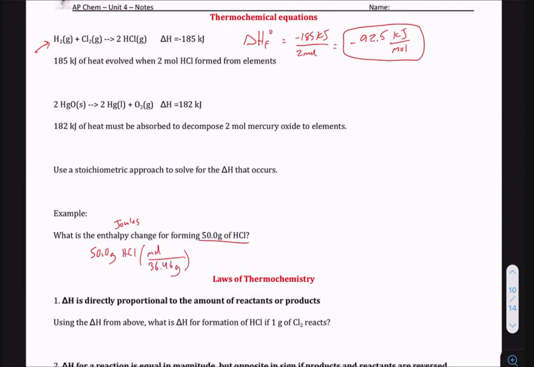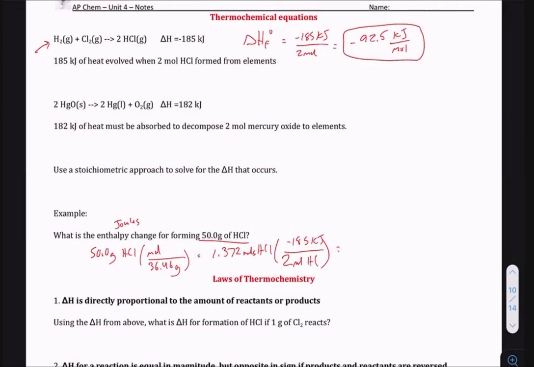Okay, so we got 1.372 moles of HCl, and we're forming the HCl, so we should use negative 92. You know what? Scratch that. I'm going to write it how you'll probably see it. There's going to be negative 185 kilojoules for every 2 moles of HCl.